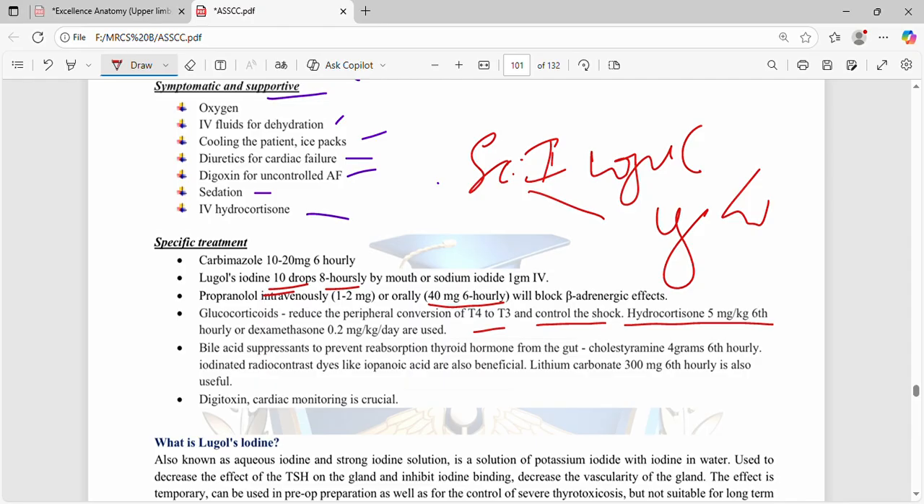Bile acid suppressants to prevent reabsorption. So we give bile acid suppressants to prevent reabsorption of thyroid hormones from the gut. Cholestyramine 4 gram 6 hourly is given. And digoxin, cardiac monitoring is crucial.